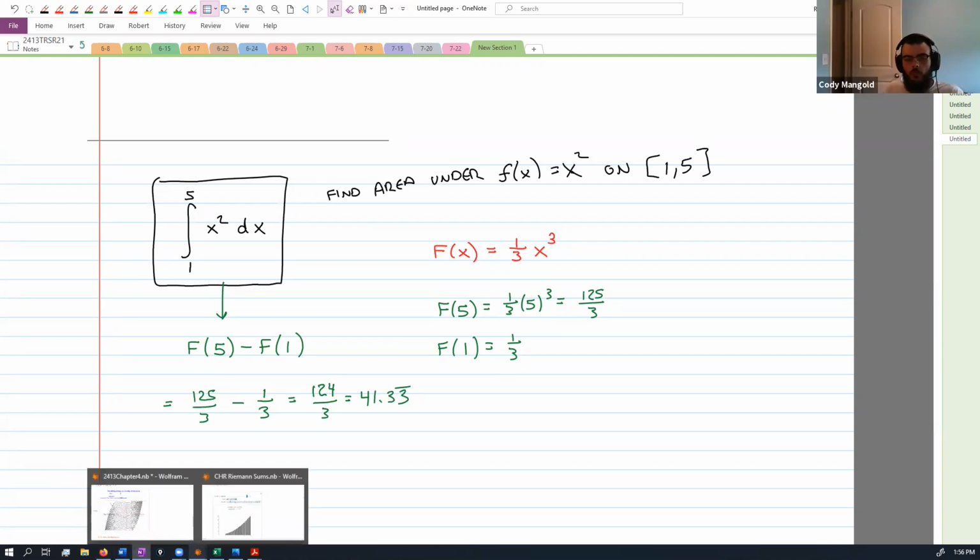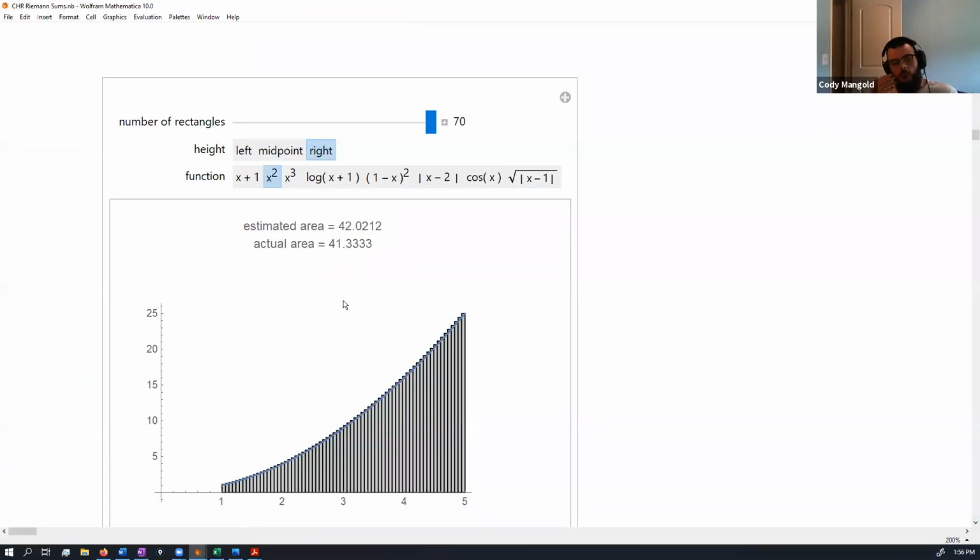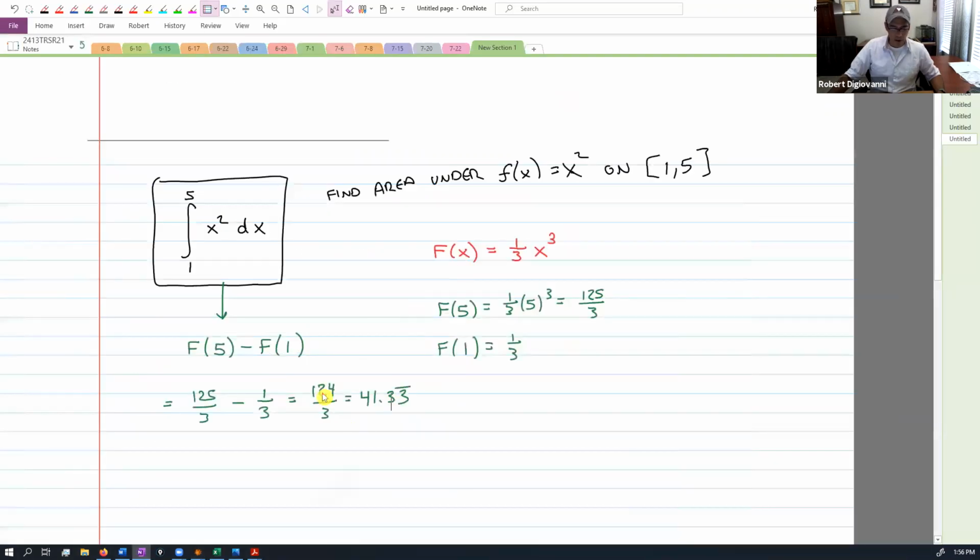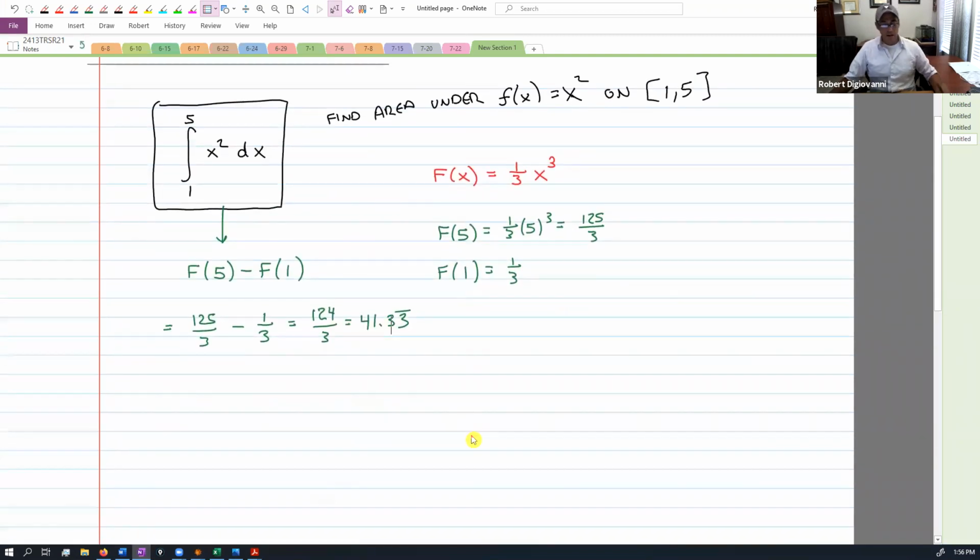That's pretty close to what the graph was showing us. Well, that is the exact answer. 41.33333 repeated is exact. You could also just leave it as 124 over 3, and that would be fine also. Okay, does that all make sense? This is a pretty awesome theorem.